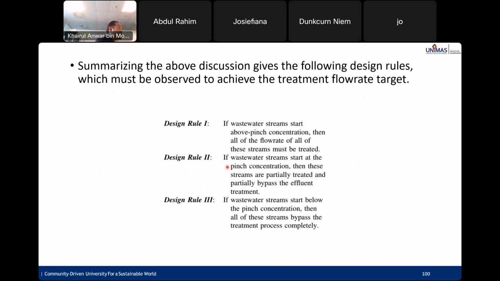For design rule 2, if wastewater streams start at the pinch concentration, then these streams are partially treated and partially bypass the effluent treatment. This refers back to groups 1, 2, 3. So design rule 3, if wastewater streams are below the pinch, then you may bypass all the stream, bypassing the treatment process completely.